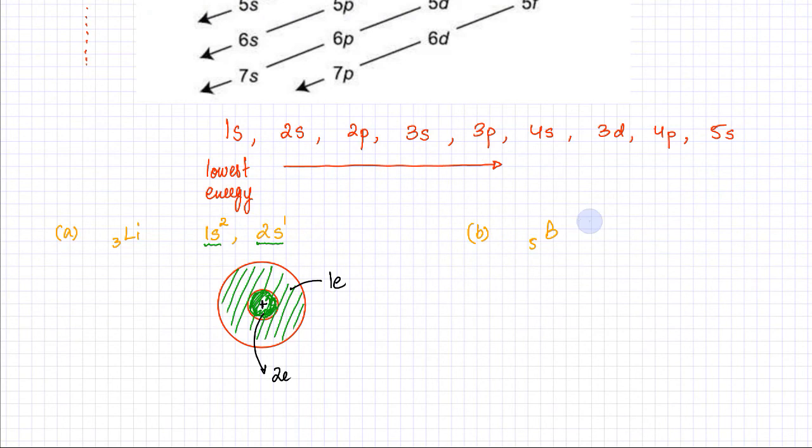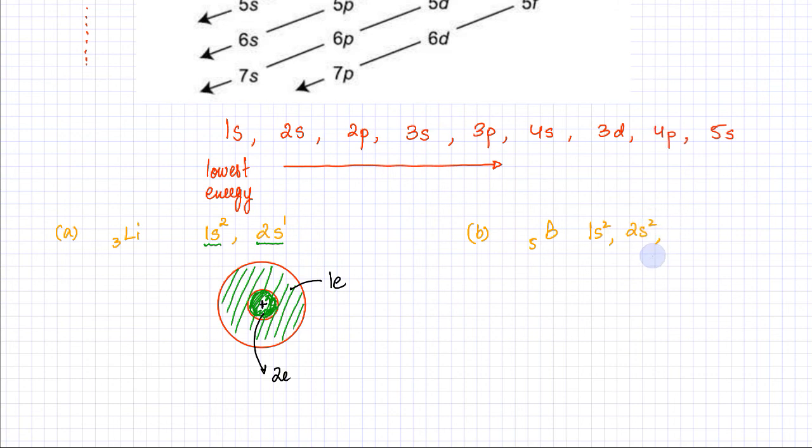Now I'm going to try and write the electronic configuration for boron. I'm going to follow the same orbitals that I got from this table over here. If I write the electronic configuration of boron, the 1s subshell would be filled first, so 2 electrons go in there. The 2s subshell would be filled after that, so 2 electrons would go there, so that's a total of 4 electrons.